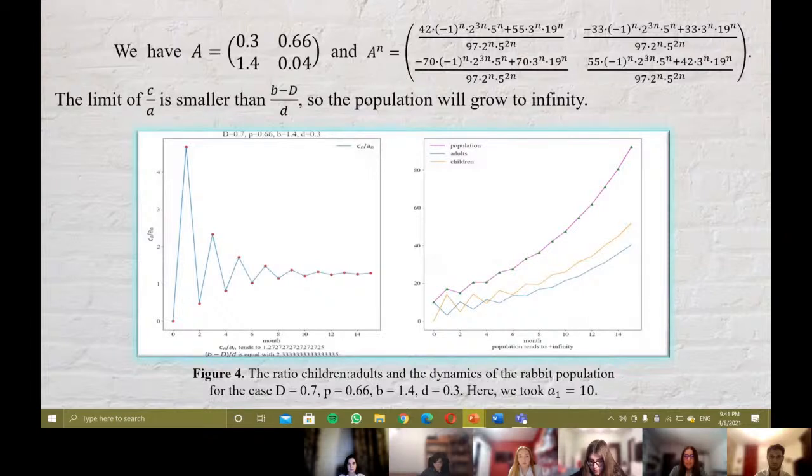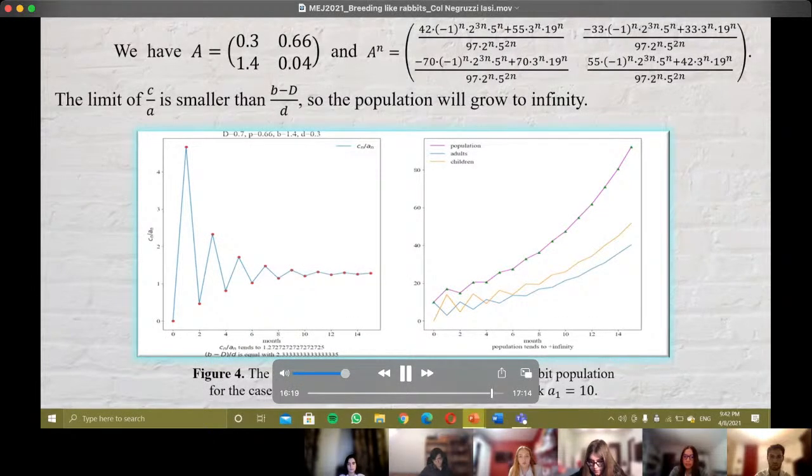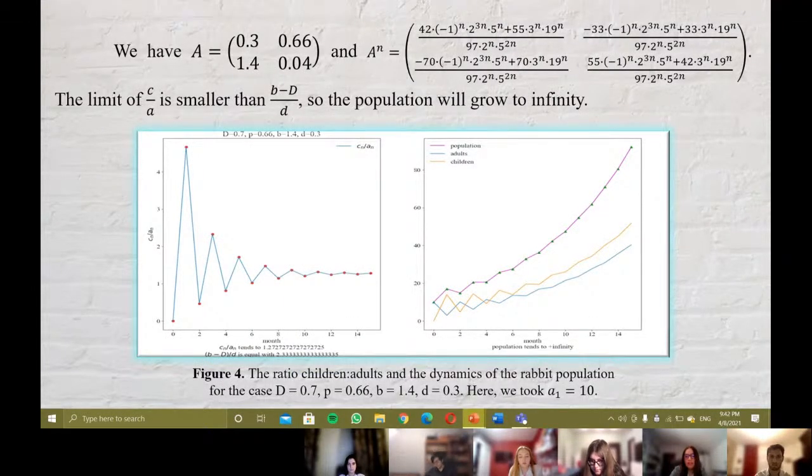For the last case, for the following matrix, for which A at the n power is the equation shown on our PowerPoint, the limit of C divided by A is smaller than B minus capital D divided by D, so the population will grow to infinity. Now I shall let my colleague Ivana conclude our problem.